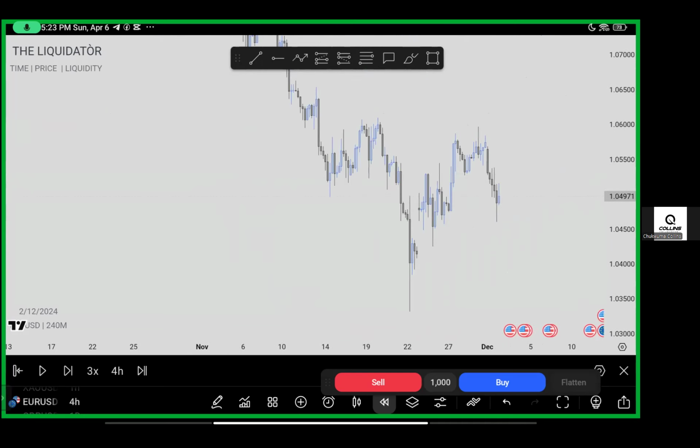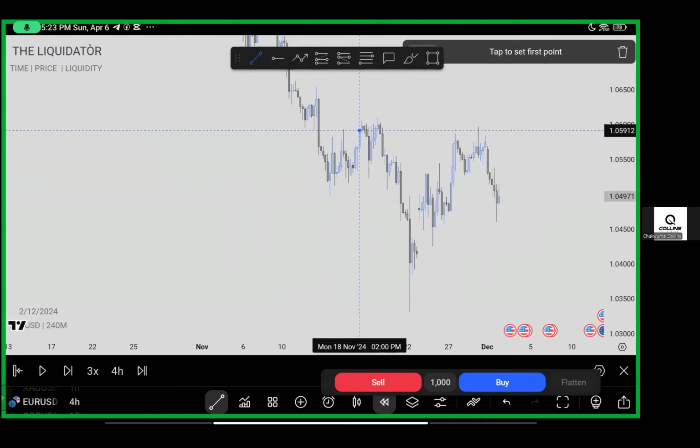Now, this is a perfect example for what I've been explaining. So now, if you can see this properly, this is a stop hunt here. This is the stop hunt.